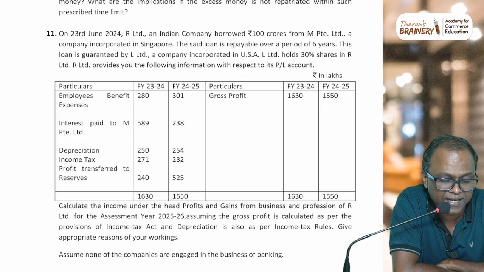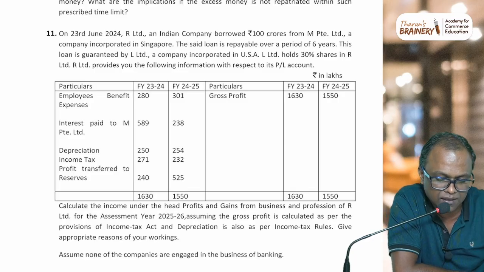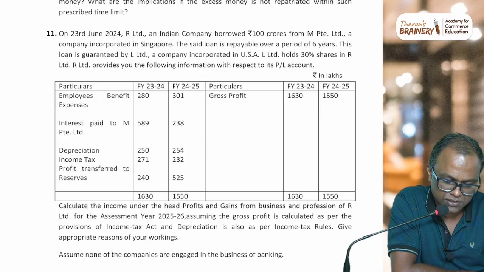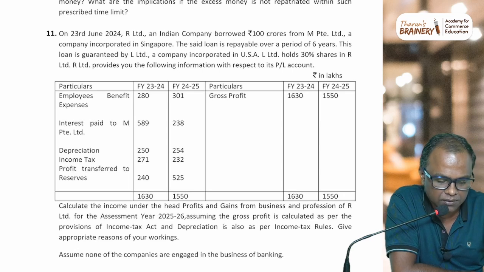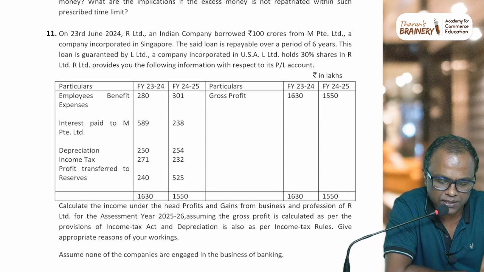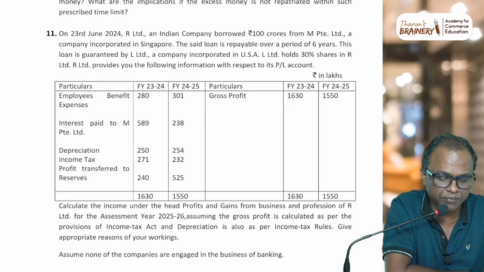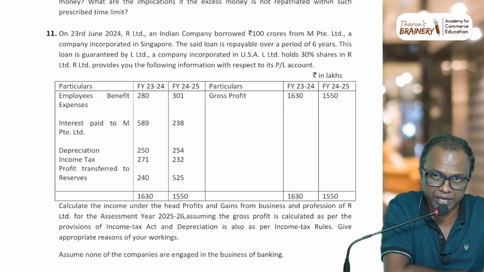This loan is guaranteed by L Limited, a company incorporated in USA. L Limited USA and R Limited are AE because 30% shares are held by L Limited in R Limited. So for the purpose of section 94B, MPT Singapore and R Limited are deemed to be associated enterprises. First we have to write how they become AE, because directly they are not AE. So we studied the provision of how they become AE.